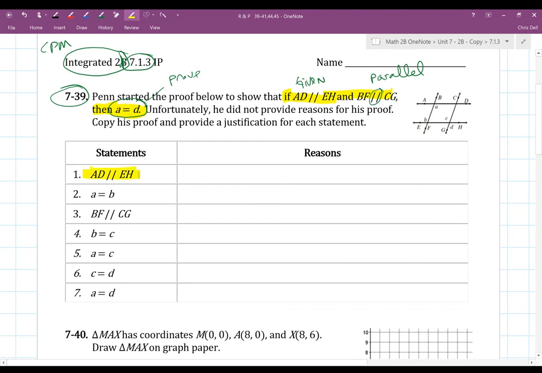The first statement is AD is parallel to EF. Well, if I look, that was my given, so my reason is simply that: it's the given. I also can see in my statements that BF is parallel to CG. Once again, that's also a given because it was written there. From those two statements, though, I'm going to be able to make some other statements and reasons. So let's look at that.